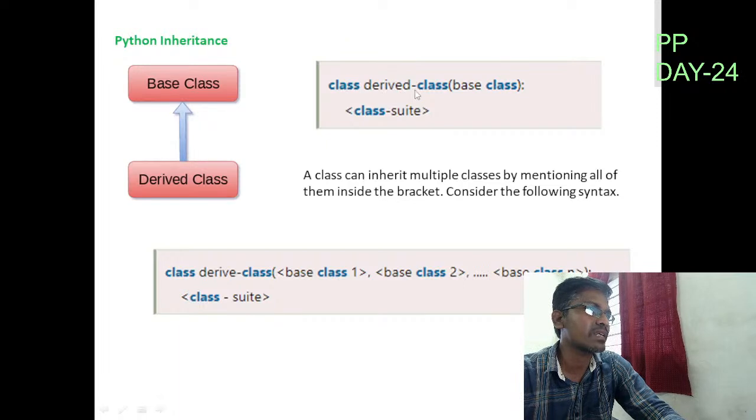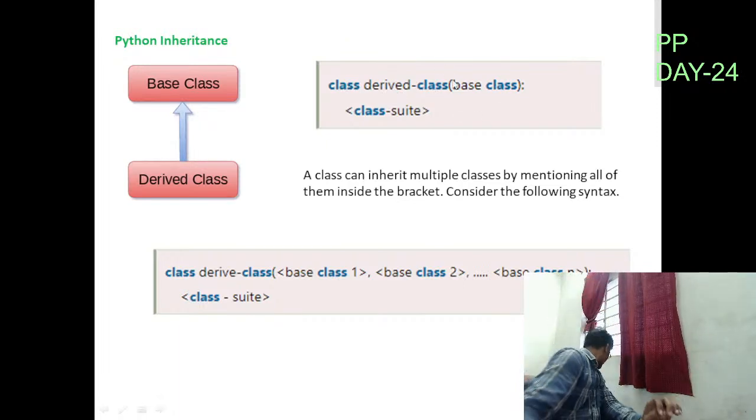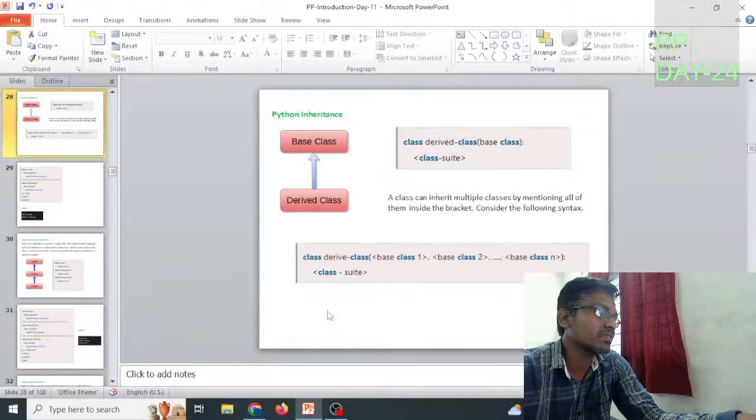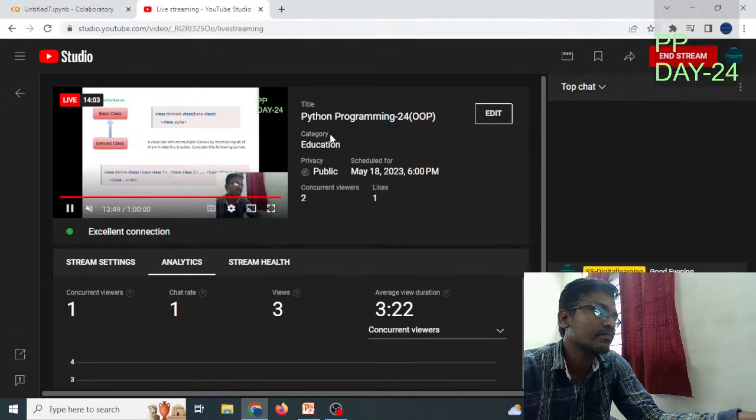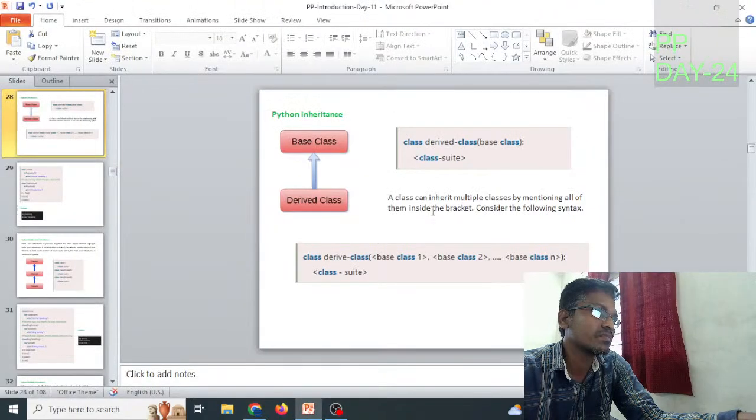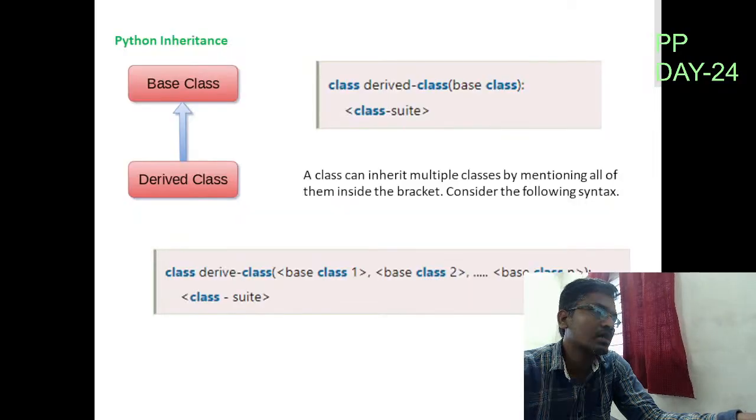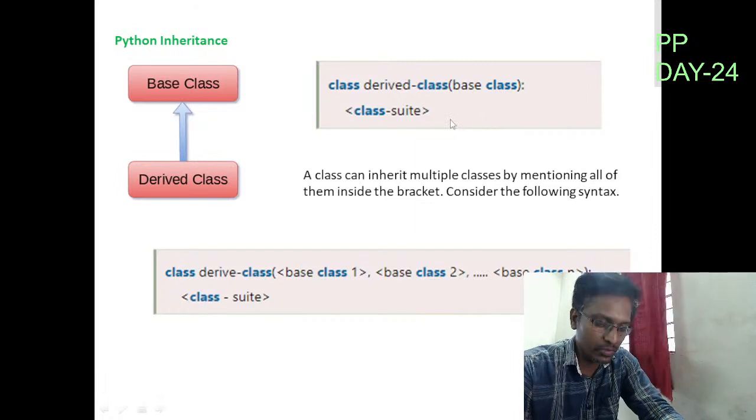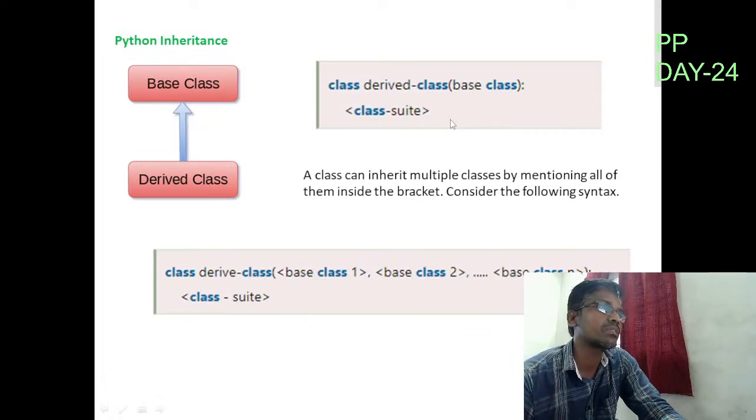So class, followed by the derived class name, followed by the base class, followed by a colon. Like that you have to derive a new class from an existing class. If you have any doubts, please post your query in the chat box. I will try to answer.